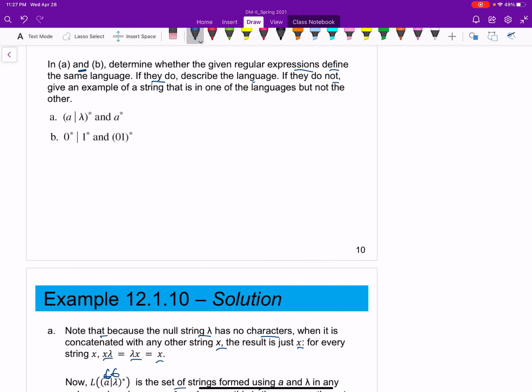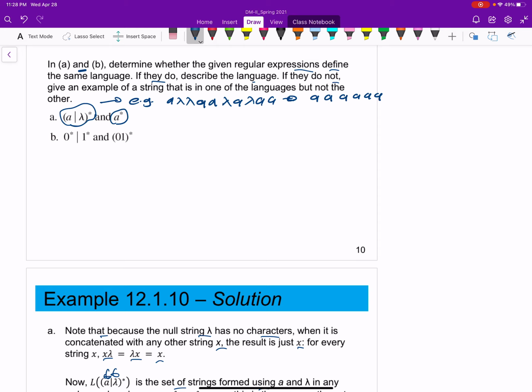So let me write this. This is a lambda, lambda a, lambda a, lambda a, something like that. You can repeat lambda and a in any order. Then lambda has no length. That means finally you get a. So you can just omit lambdas.